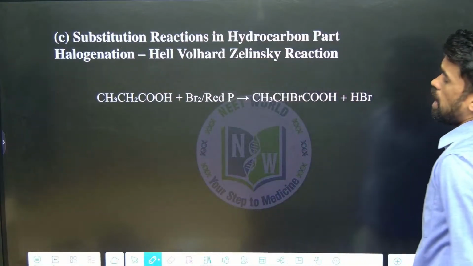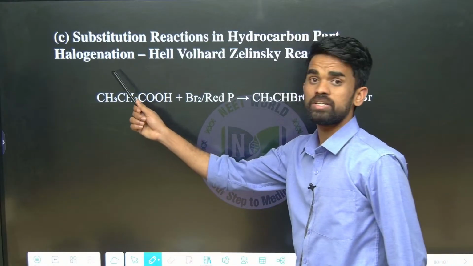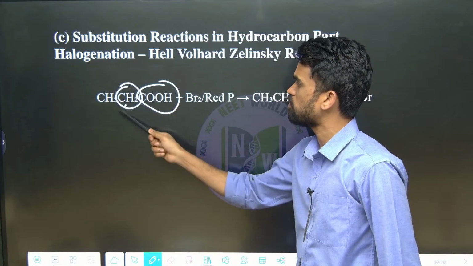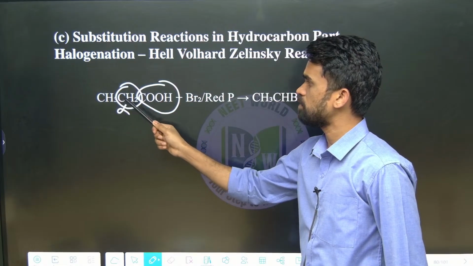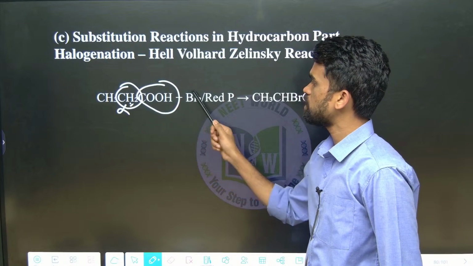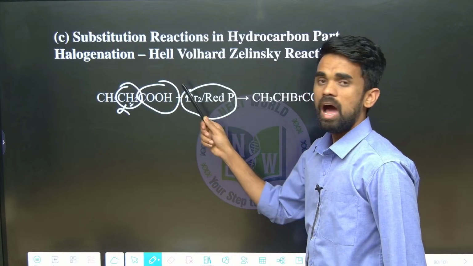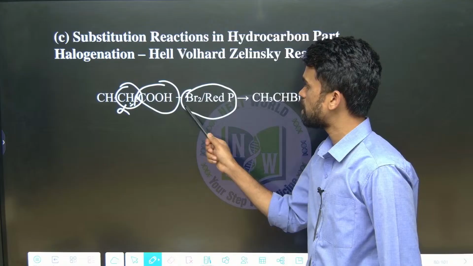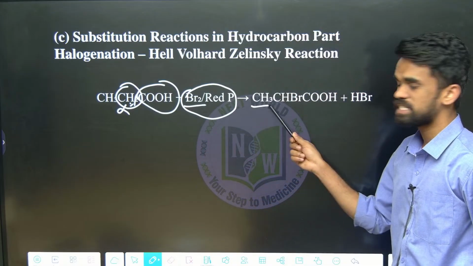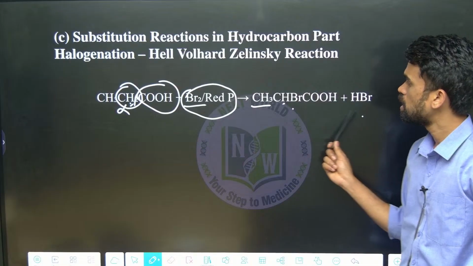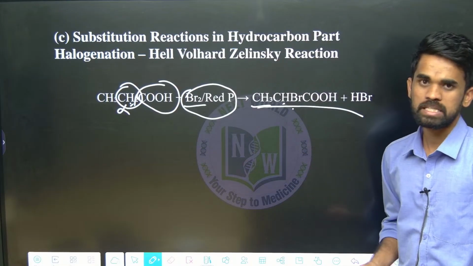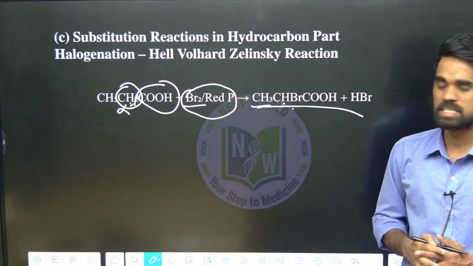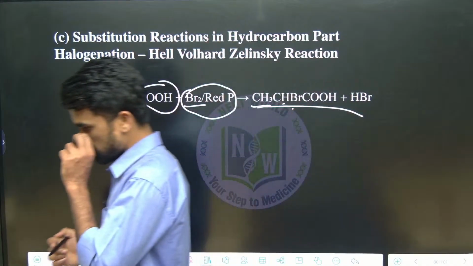Then next, halogenation. What is this halogenation? Like acetic acid is there now, the adjacent carbon here is called the alpha carbon. On this alpha carbon, if any hydrogen is present, upon treating with bromine and red phosphorus, alpha halogenation takes place. It means one hydrogen here is replaced by bromine. So that gives you CH3CHBrCOOH. So an alpha halo carboxylic acid is formed. This is called the HVZ, Hell-Volhard-Zelinsky reaction. Okay, this is an important reaction.